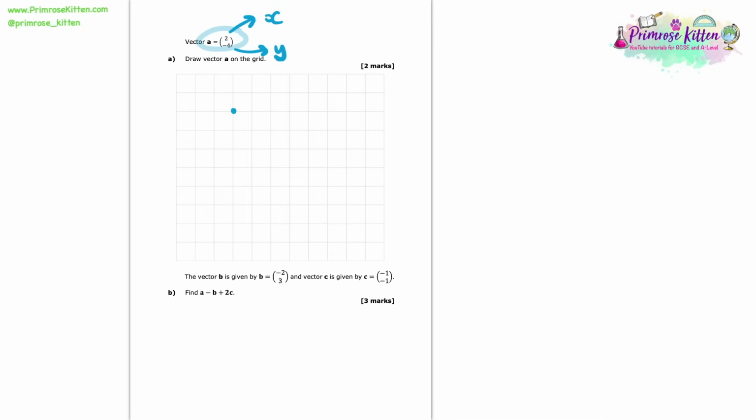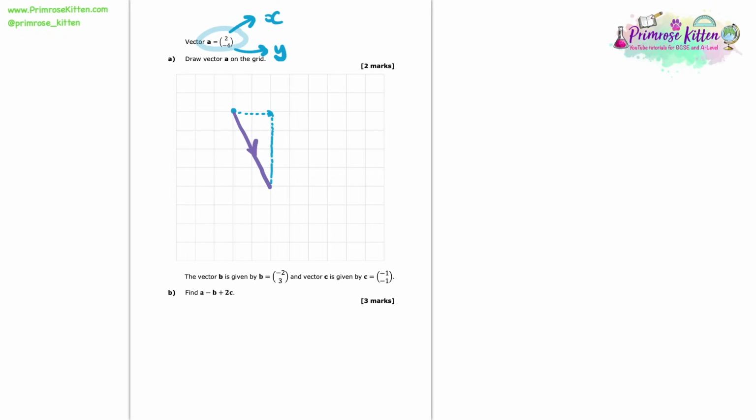So looking at the column vector, I know I'm going to have to go 2 along in the x, and then because the y is -4, that means I'm going to go down by 4. So now I've got the beginning and my end. So I'm going to draw my vector going from the beginning to the end of that journey. And so this purple line that I've drawn here represents that vector (2, -4).